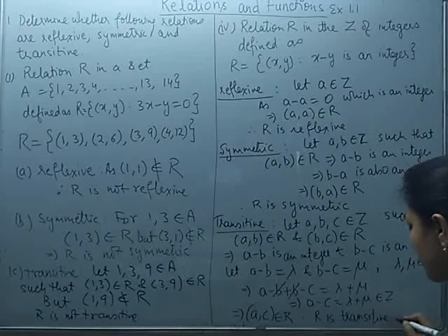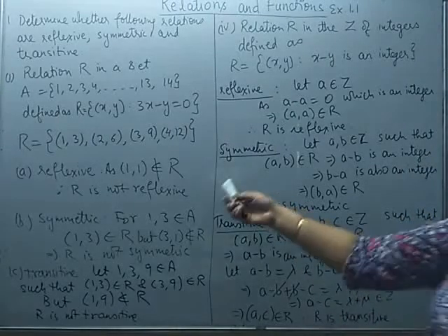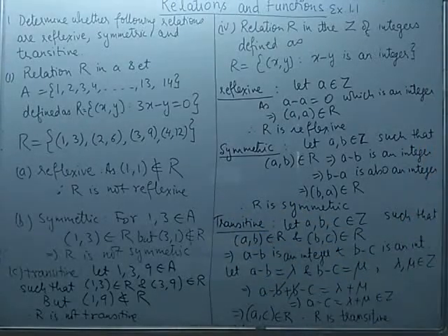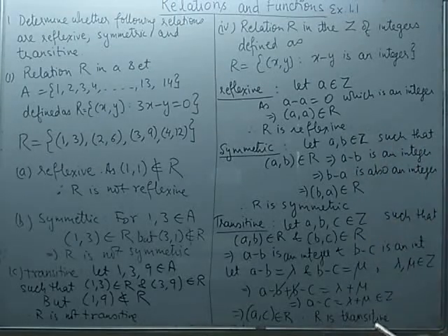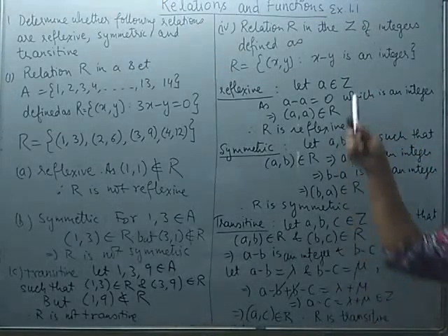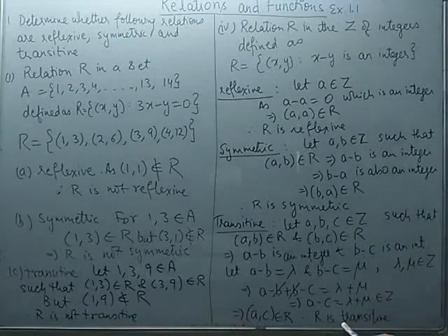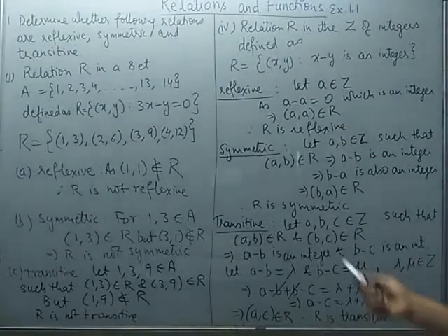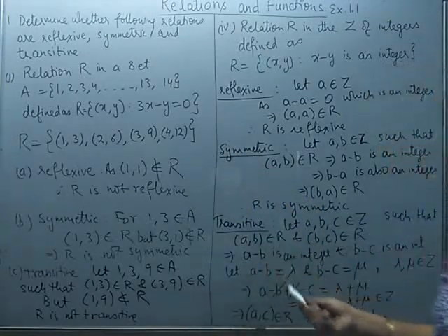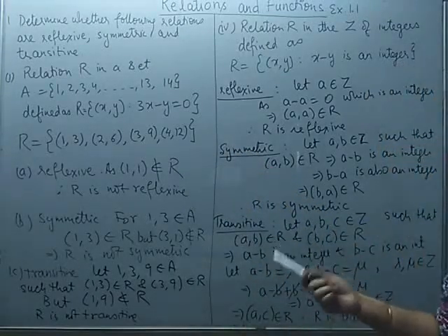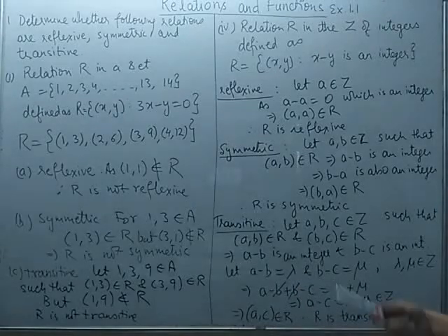So, the first example I took was neither reflexive nor symmetric nor transitive. The second one satisfies all. It is reflexive, symmetric and transitive. So this example is an example of an equivalence relation. Now, it is not necessary that all the three will be satisfied or none will be satisfied. It may happen that any one condition is satisfied and the other two are not, or two are satisfied and one is not satisfied.